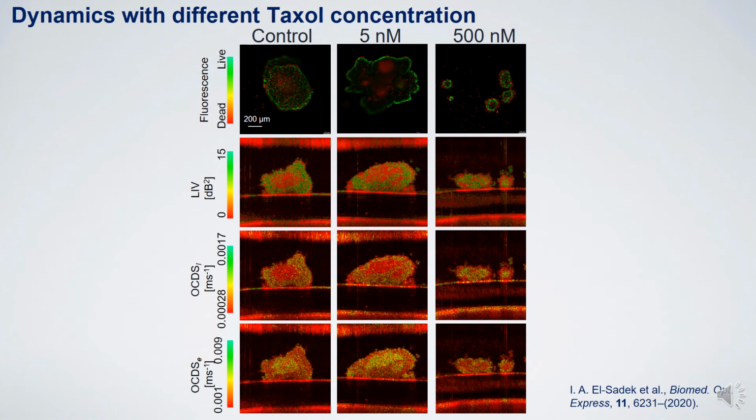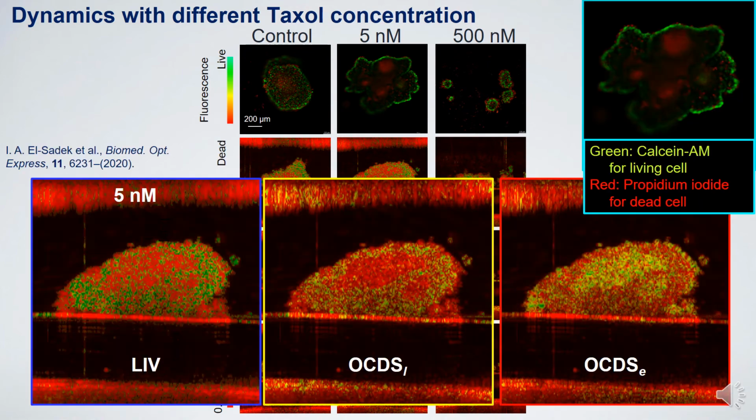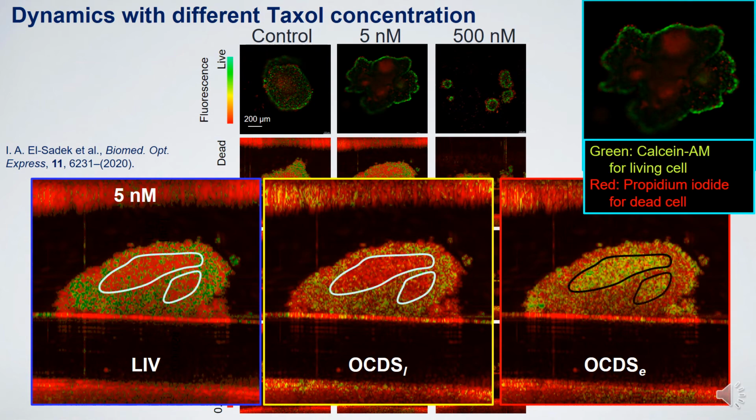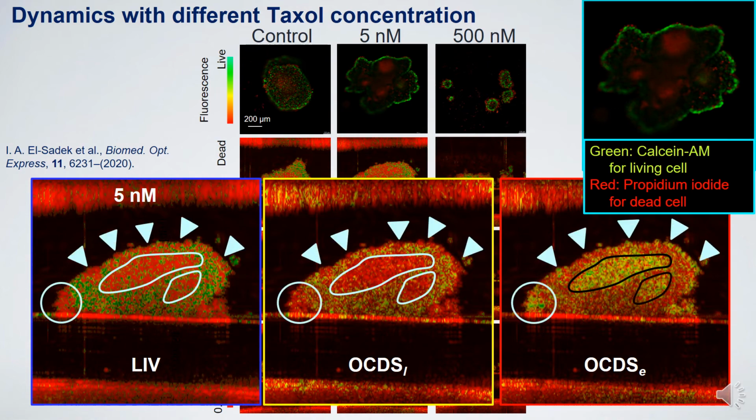This figure summarizes the results of the fluorescence microscope and dynamic OCT. In the control samples, we can see a clear necrotic signature at the spheroid cores, which exhibits a low LIV, low OCDS-L, and high OCDSE. In the 5 nanomolar case, we can see a clustering of the necrotic signature at the spheroid core, which may be related to the dead cell clustering in the fluorescence microscopic image. In addition, a necrotic signature appears at the outer shell of spheroids, which may be related to the drug application.